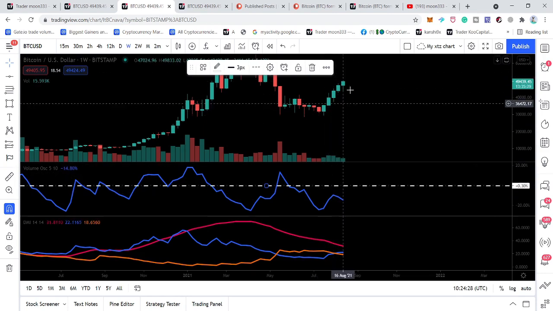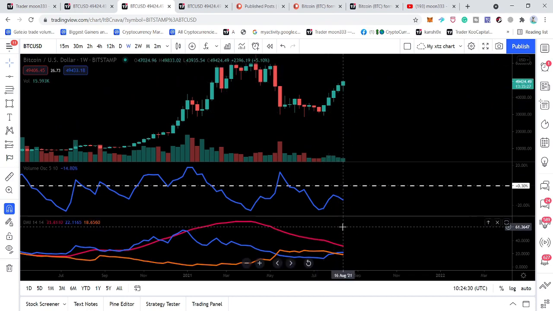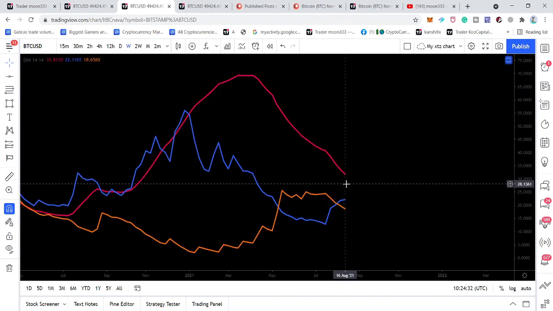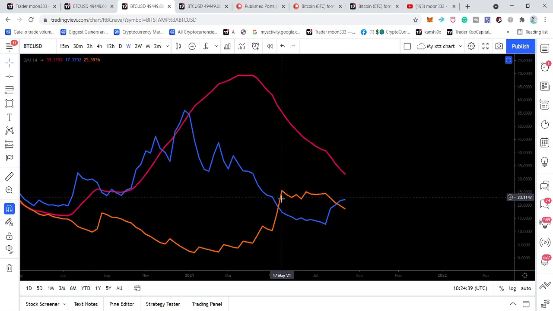then we can have more powerful buying. And if we watch this directional movement index, this is a very powerful buying signal that has appeared on the weekly time frame. We can see that previously we had this orange line above this blue line.